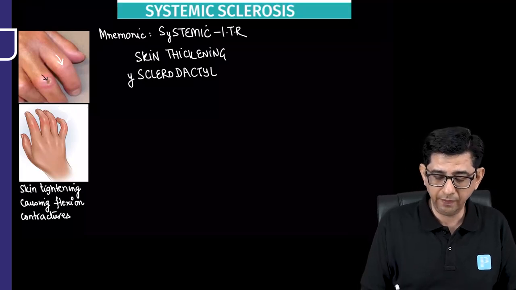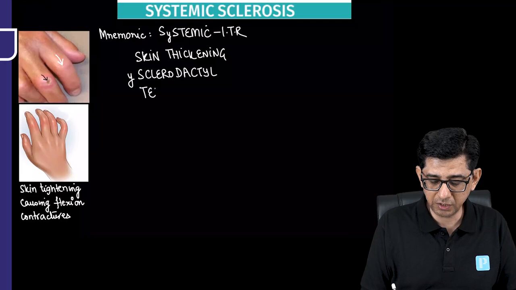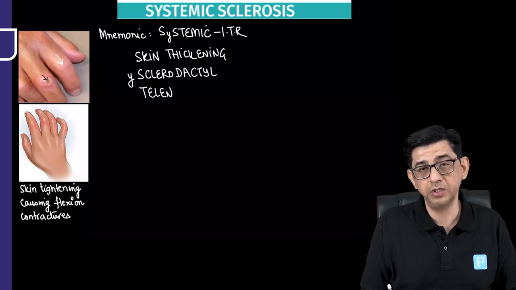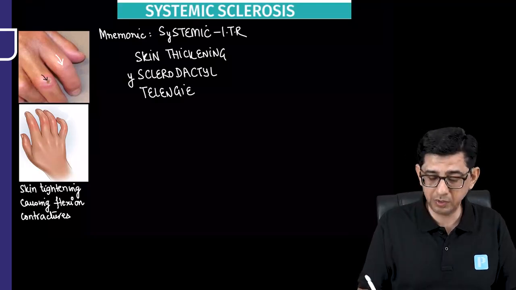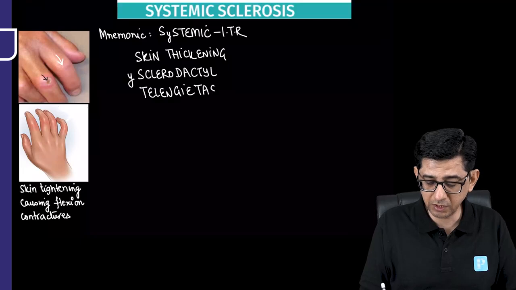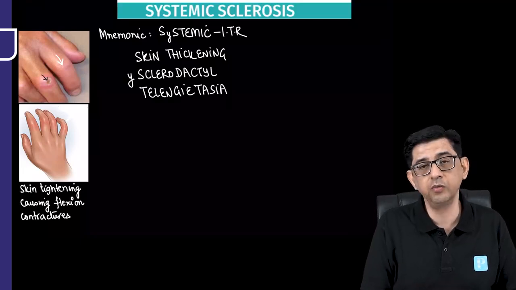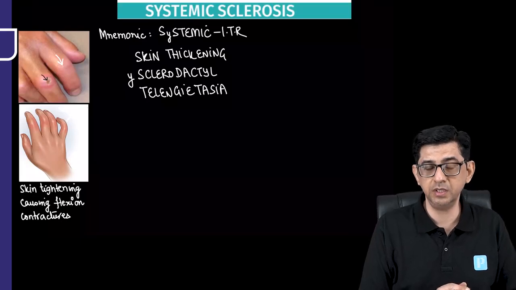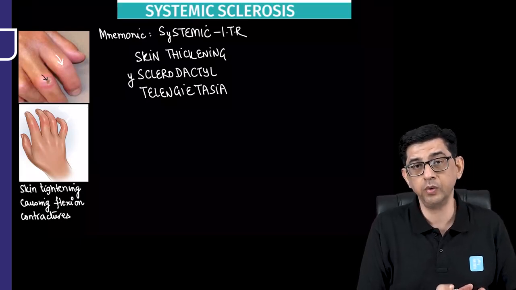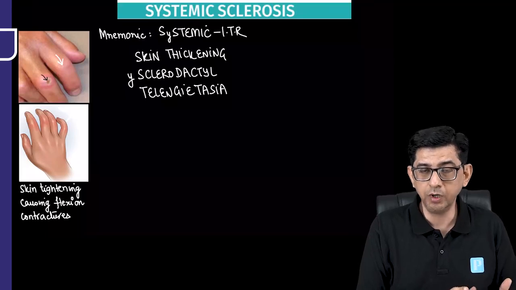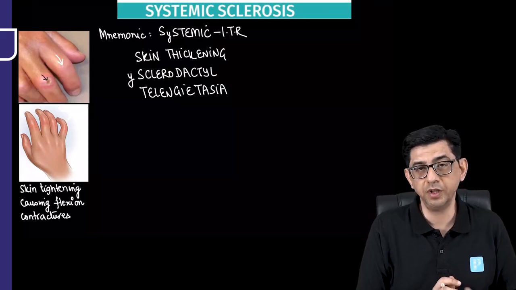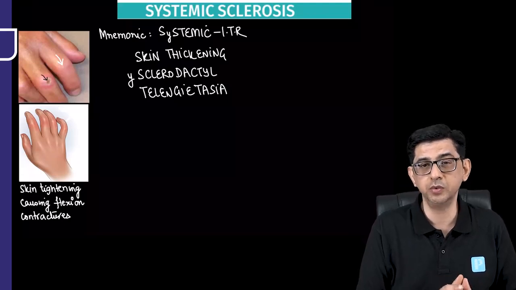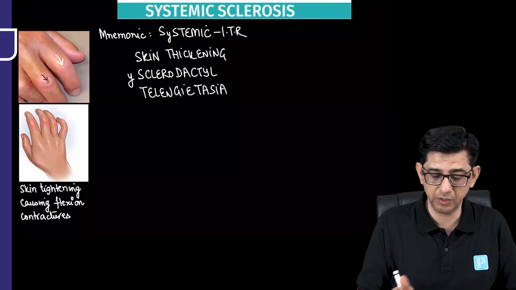Then the next thing to remember is telangiectasias. Where would you be checking for these telangiectasias? They would be present on the cheeks and on the lips of these patients. I'll be showing you an image of these telangiectasias as well. But at the moment, I would like you to remember that these telangiectasias imply vasculopathy, microangiopathy, damage to small blood vessels in these patients. In fact, the severity of telangiectasia is directly proportional to the severity of pulmonary artery hypertension as well.